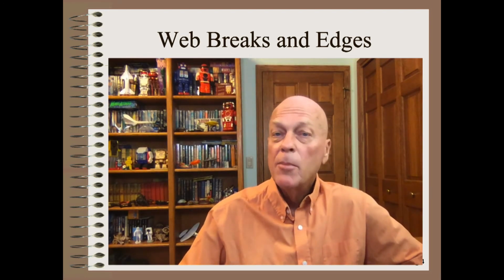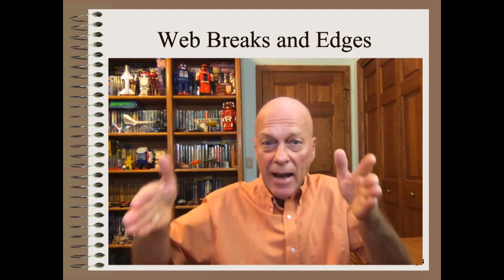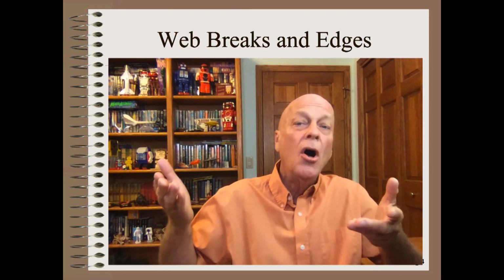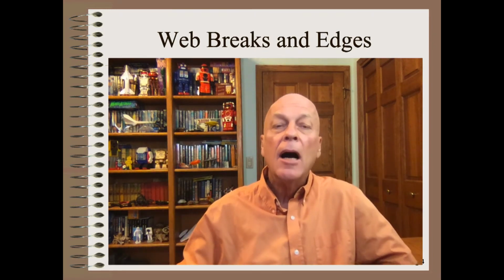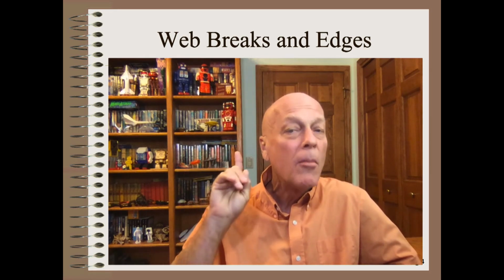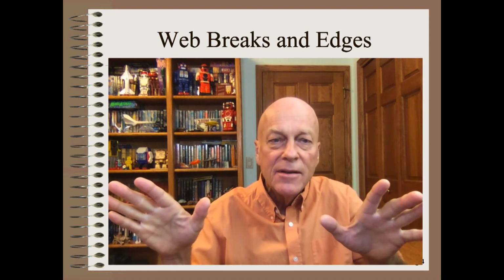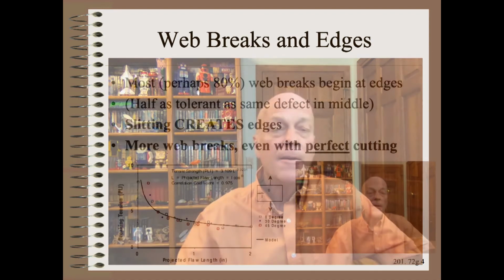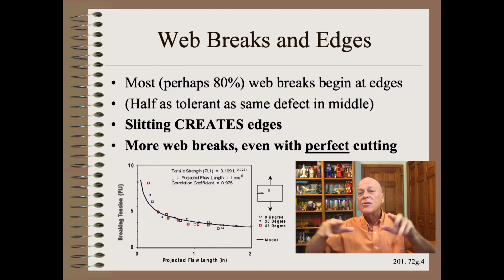Studies have shown that perhaps 80% of all web breaks are initiated at an edge. As we just saw, one reason may be that edges are damaged. However, there is also a more fundamental reason that covers even perfectly slit edges, if there were even such a thing. From fracture mechanics, we know that if the web has flaws that are uniformly distributed about the web, some will be in the middle and others near the edges.